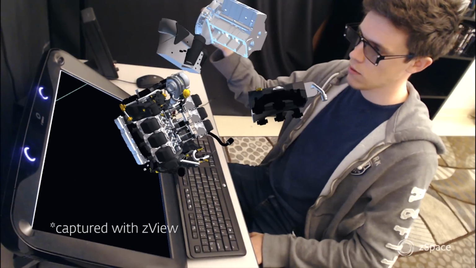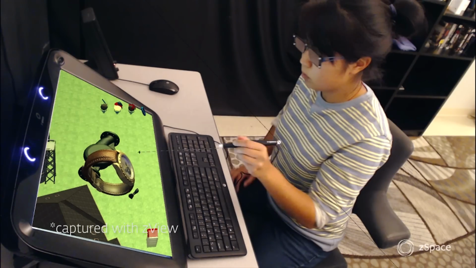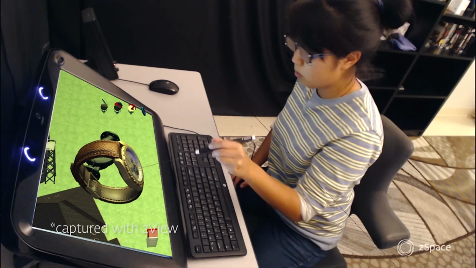When I think of the 3D experience that I'd like to see in the world, I think of the chess scene in Star Wars where Luke Skywalker is playing against Chewbacca and the chess pieces are right there in front of them. zSpace can provide that experience.